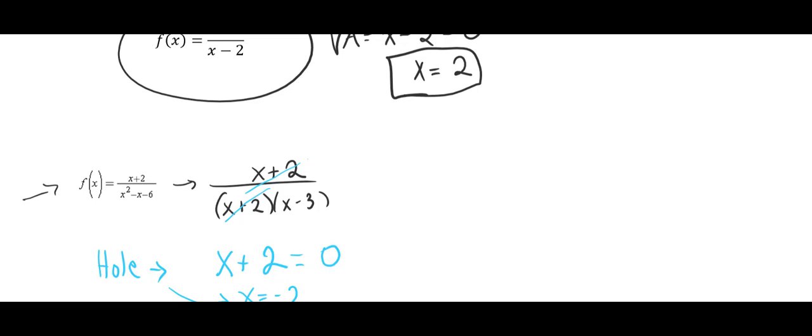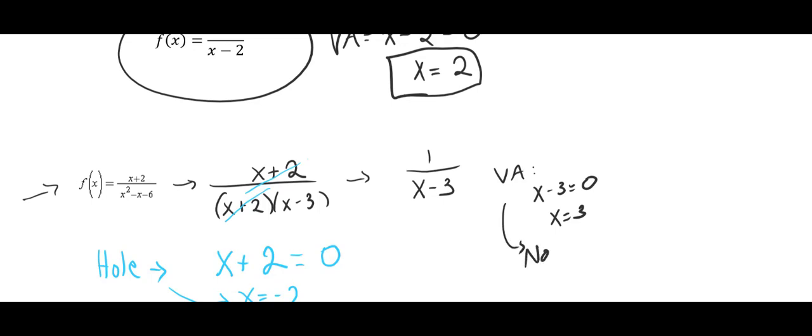And now if we go back up to our function, simplified, we have 1 over x minus 3. Well, what does that look like? That's a rational function, so therefore it has a vertical asymptote. So there's a vertical asymptote, so x minus 3 equals 0 at x equals 3. Vertical asymptotes are non-removable, and that would be all we could find from there.